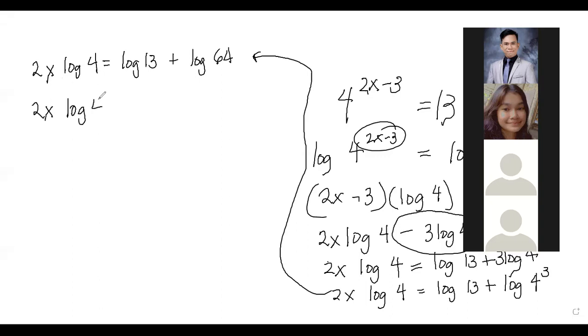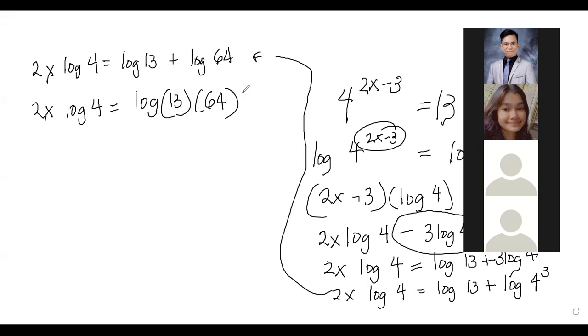Anong gagawin natin para mapagsama itong dalawa? Log 16 saka log 13 saka log 64. Anong law ang pwedeng i-apply? Kapag plus, ano ibig sabihin? Product rule po. Pag product rule, pag plus ang pagitan nila, pwede nila silang pag-isahin. So tatanggalin ko yung log dito sa isa, pero ang magiging operation ng dalawa is 13 times 64.